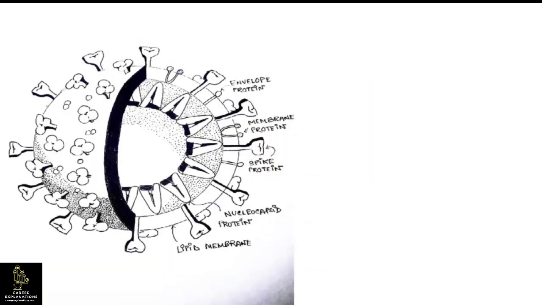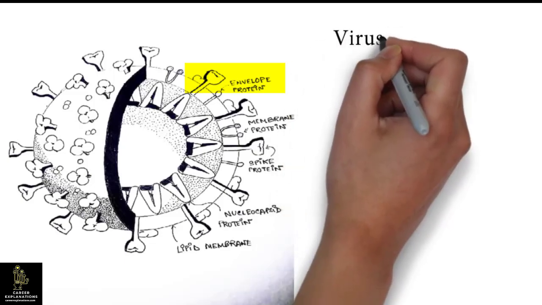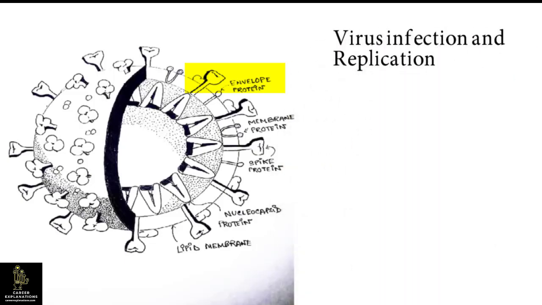The first component that we are going to discuss is the envelope protein. This is the envelope protein. It is also commonly known as the E protein. E protein is a minor component of the virus membrane, though it is deemed to be important for virus infection and replication. The next protein is the membrane protein.